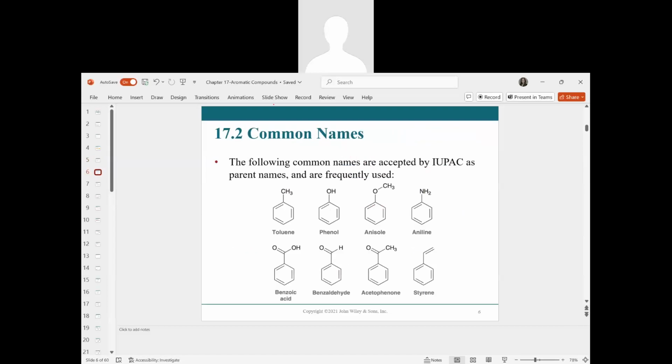This slide shows some common names, and these are generally accepted by IUPAC as parent names. Whenever we have a benzene ring with a methyl substituent, we could use the term toluene. When we have a hydroxyl substituent, we would call it a phenol, etc. So I would know all of these benzene derivatives and their common names, their common nomenclature.